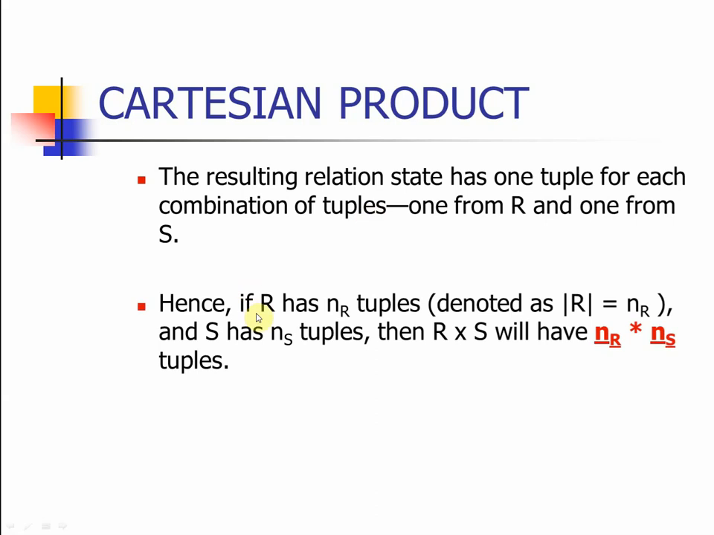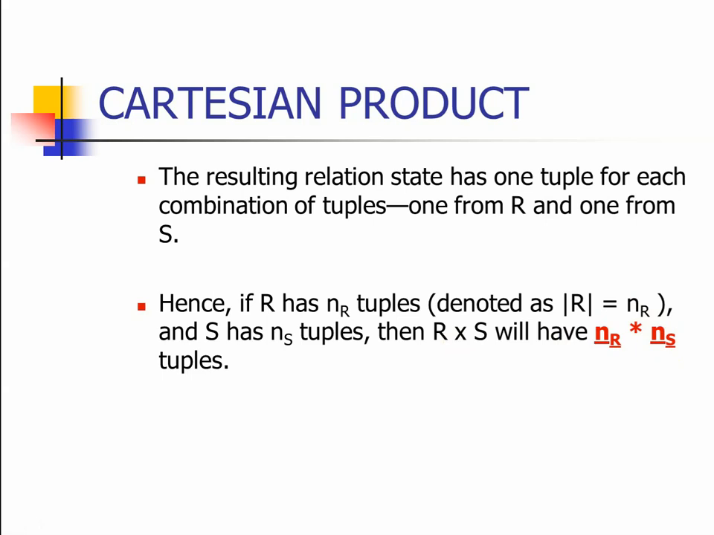So hence, if R has n(R) tuples, denoted by the number of tuples in R equals n(R), and S has the same thing, then the number of tuples will be the number of tuples in R multiplied by the number of tuples in S. So you can see that it's really a huge table. You may be curious, why are we doing that? What this is trying to do is create a table that has all possible combinations between the two tables.